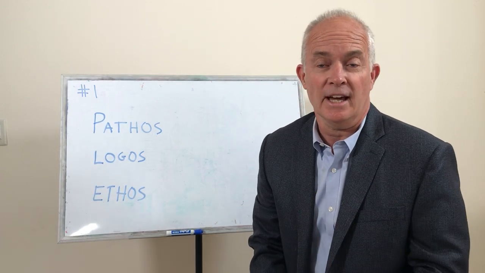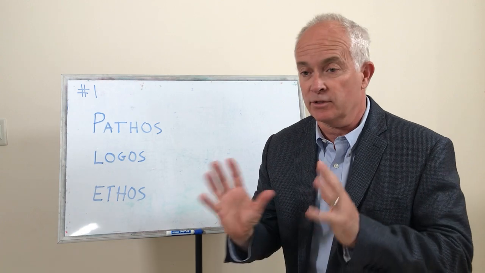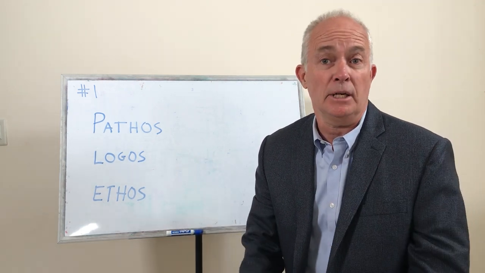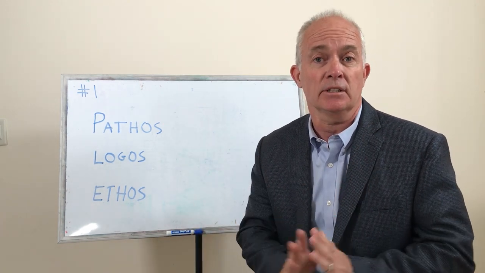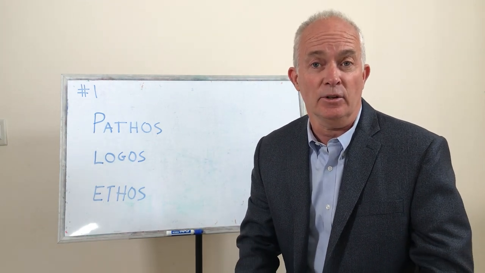All right, we are looking at the three most important things when you're putting together a message, whether it's a sermon, a speech, a devotional, or even a paper or an advertisement. Anything that's a communication message has to have these three things: pathos, logos, and ethos.